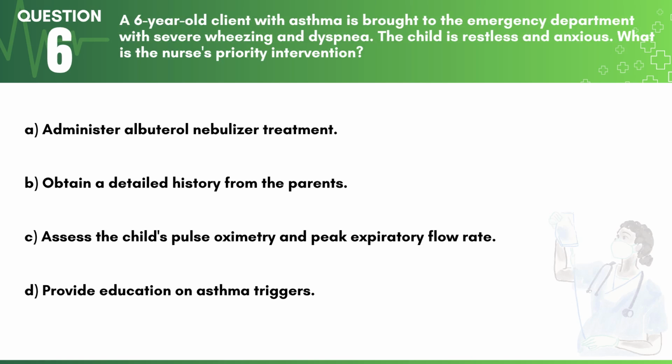Question 6. A 6-year-old client with asthma is brought to the emergency department with severe wheezing and dyspnea. The child is restless and anxious. What is the nurse's priority intervention? A. Administer albuterol nebulizer treatment. B. Obtain a detailed history from the parents. C. Assess the child's pulse oximetry and peak expiratory flow rate. D. Provide education on asthma triggers.